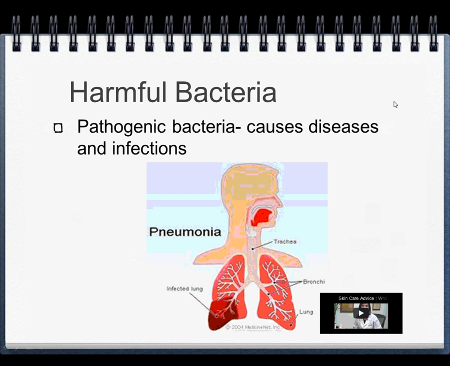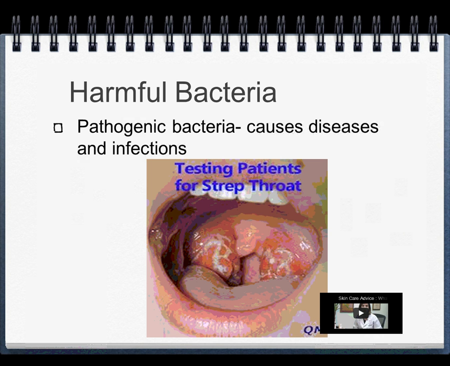Pneumonia. If you've ever heard anyone that has a pneumonia, that's a growth of bacteria in their lungs. Strep throat. Streptococci. That's what it looks like on the back of your throat. There's white pockets of bacteria.